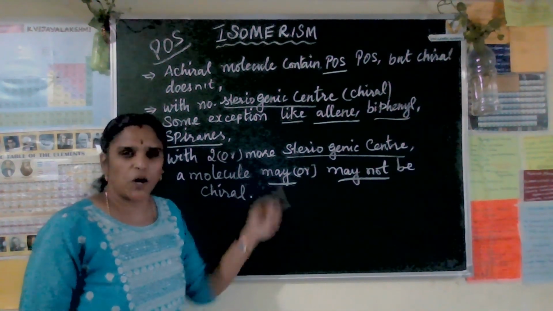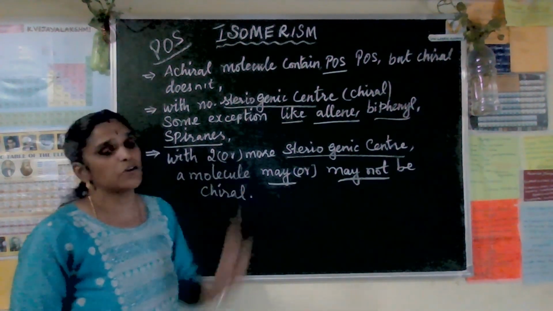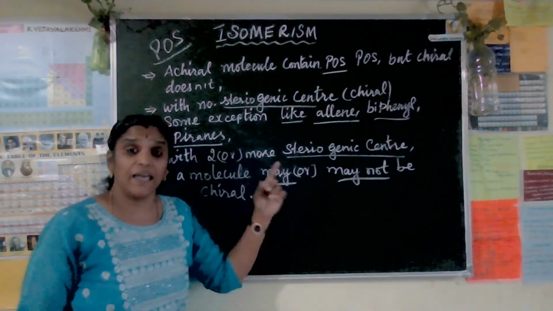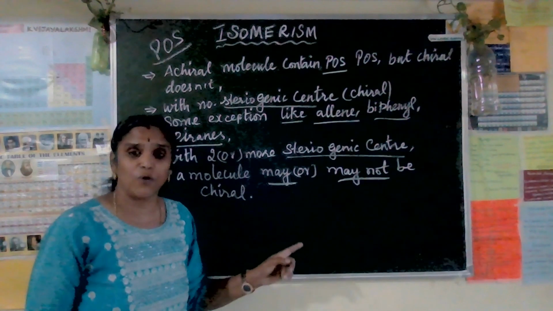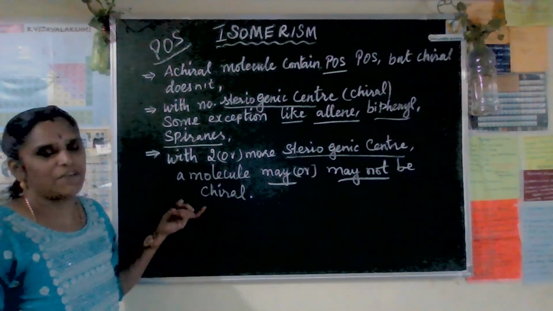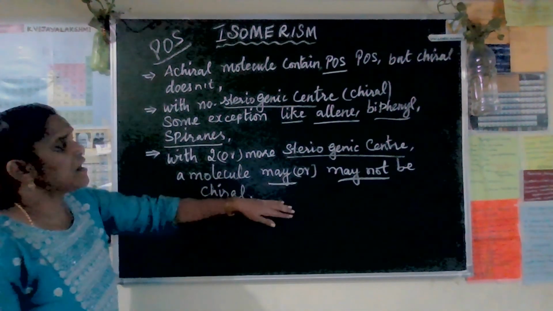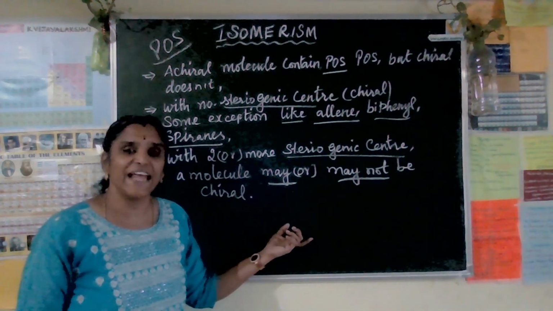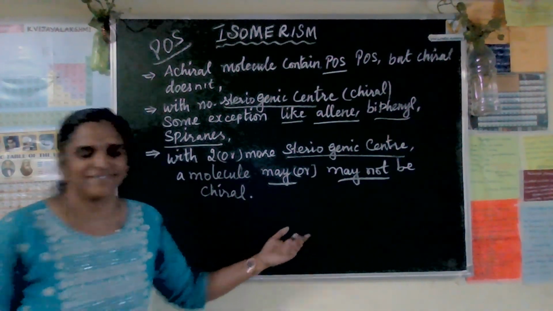Okay, hope you're clear with this idea related to this point, because I'm giving all these points so that it will be helpful for you to crack the sums. That is why I'm giving all these ideas. These all come under plane of symmetry. Now we are going to see enantiomers. Hope you're clear.